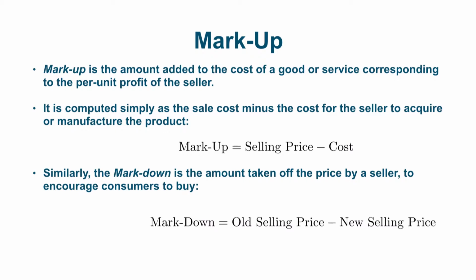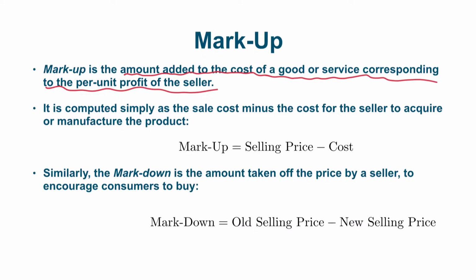Another basic idea in financial mathematics is that of markup. You can think of this in two ways. One is the markup, which is the amount added to the cost of a good or service corresponding to the per unit profit of the seller. So I create some object, let's say I create widgets, and it costs me a certain amount to manufacture them. I then add something to the price so that I make a profit off of the production.